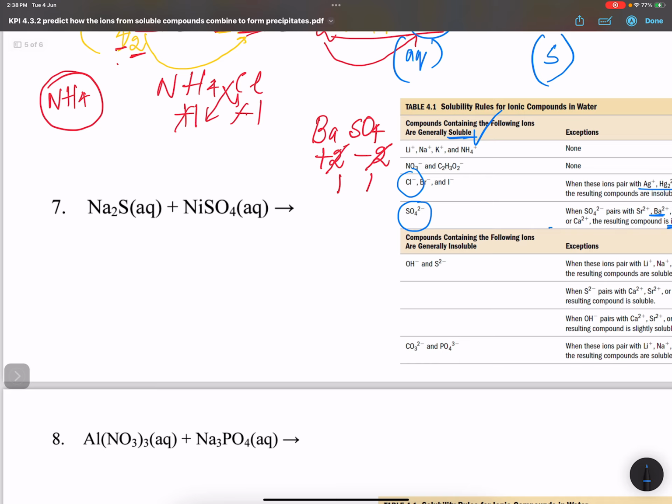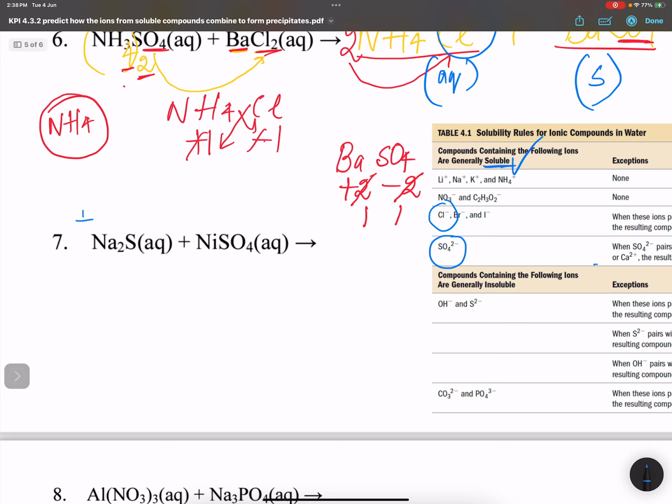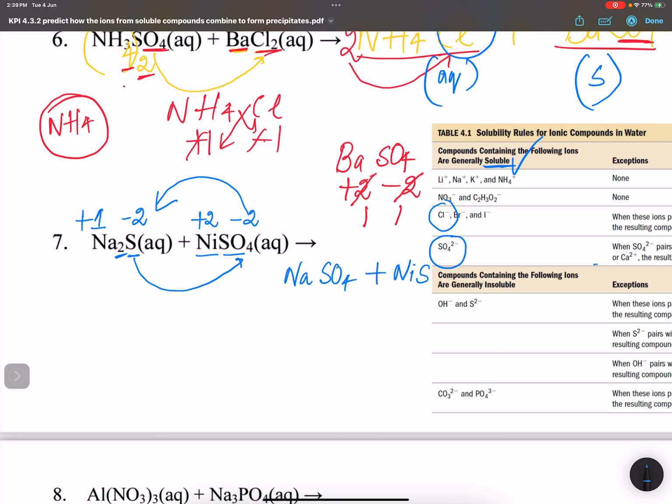Then next comes again, assign the charges. Group 1 +1. If it's a monatomic ion, not a problem. Group 16 -2. So nickel, you have to remember it's +2. Sulfate, it's -2. Now switch the negatives. So you're going to write your product, which is, I'll write here, Na. Don't copy the subscripts as long as it's not a polyatomic ion. So Na has gone with SO4 and Ni has gone with S.